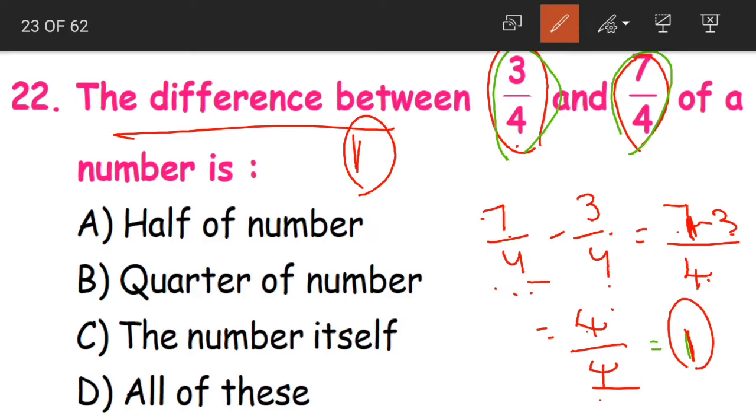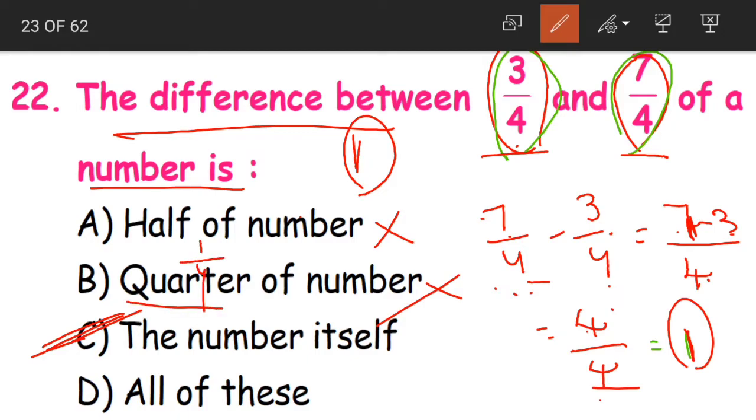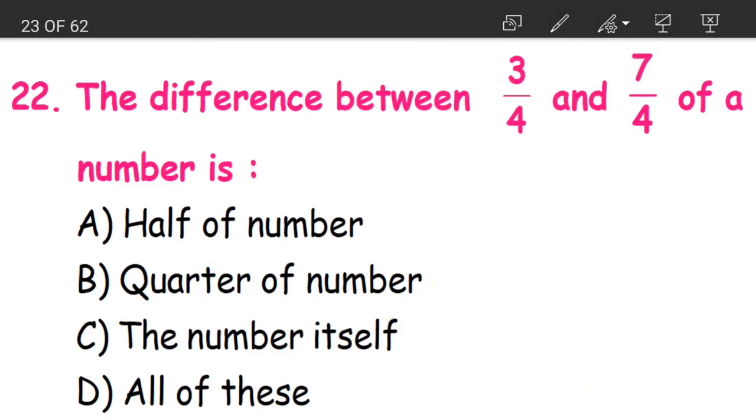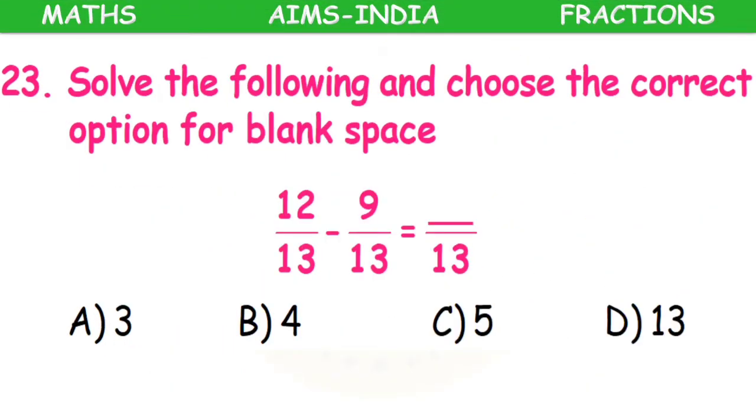So the difference between 3 by 4 and 7 by 4 of a number is option C, the number itself. It is not half of a number. Quarter means 1 by 4, children. Half means 1 by 2. Quarter means 1 by 4. It is option C, the number itself. Understood? Next question 23.